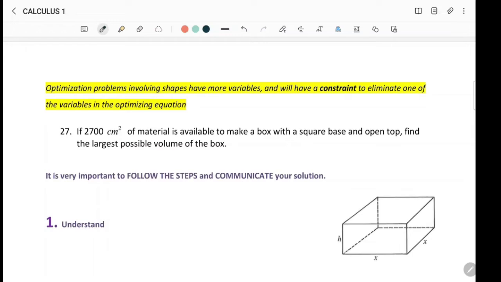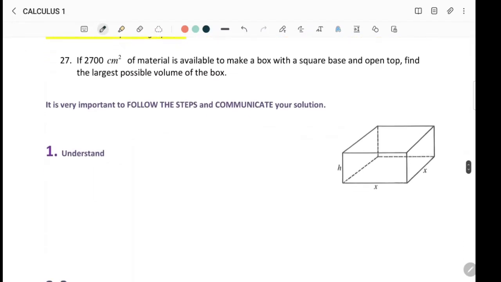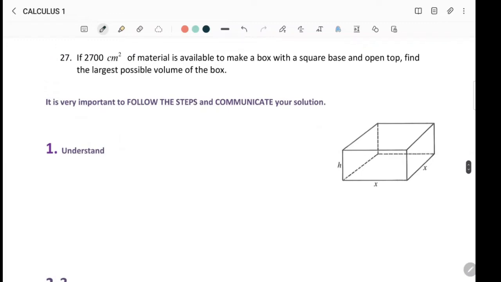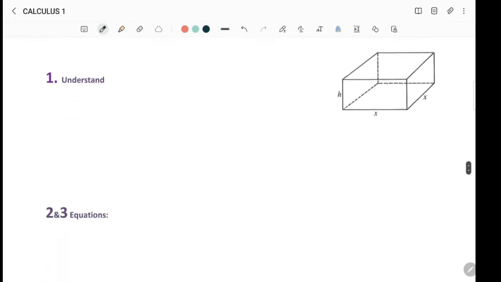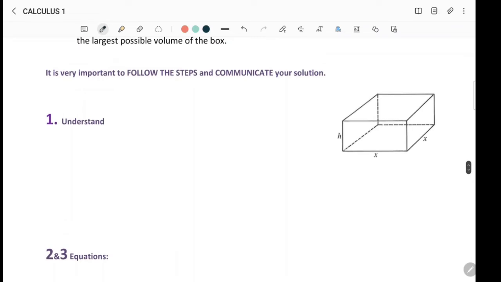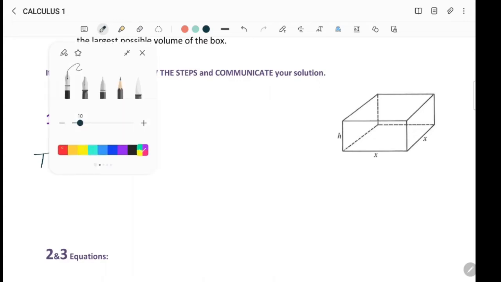Okay, so optimization problems. If 2700 centimeters square of material is available to make a box with a square base and open top, find the largest possible volume of the box. Okay, no issue. 2700 centimeters square of material is available, so it means total surface area is given. So we understood the question. So total surface area, TSA.